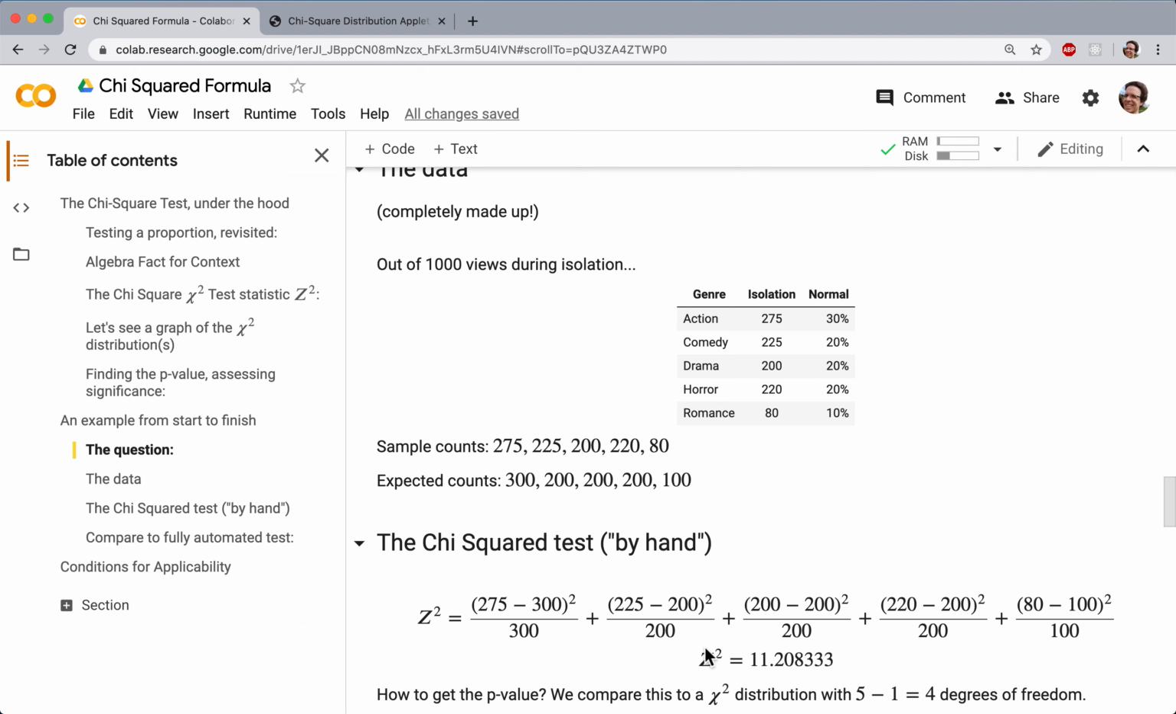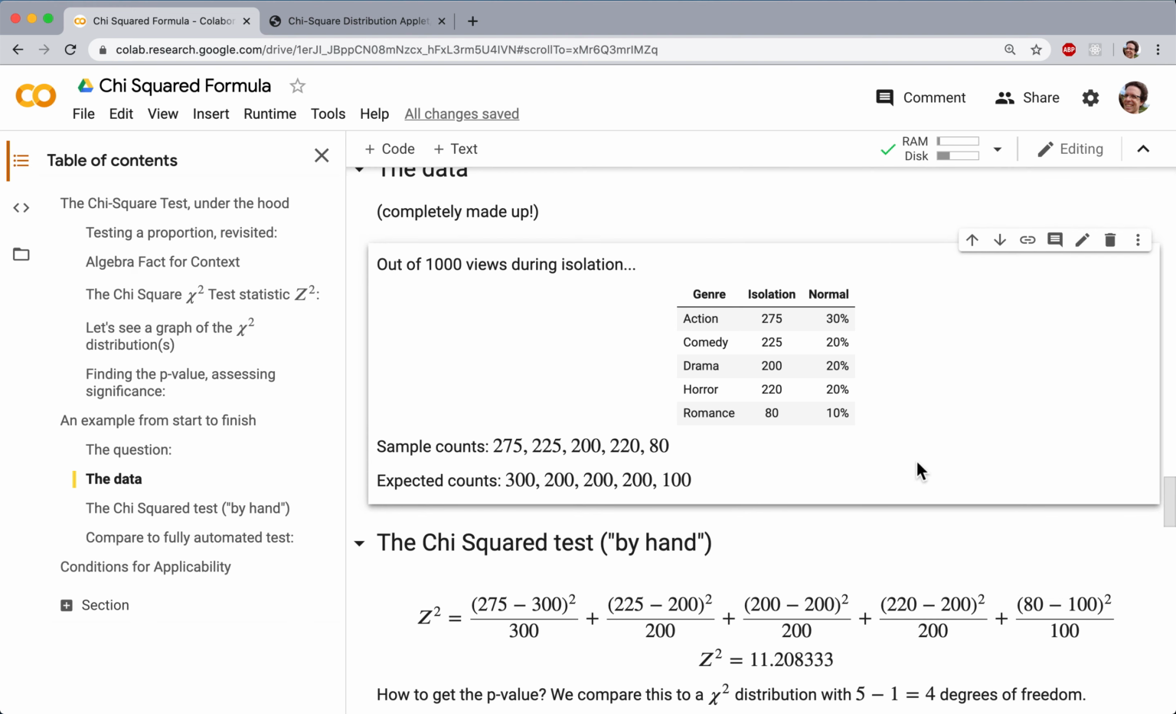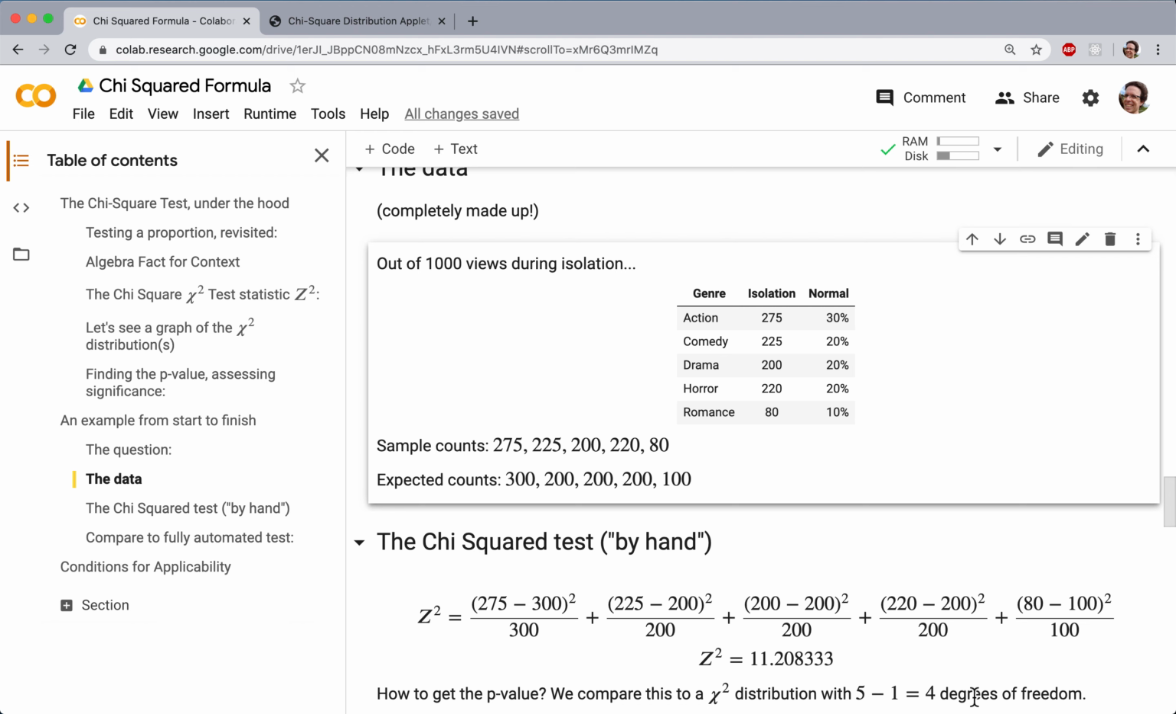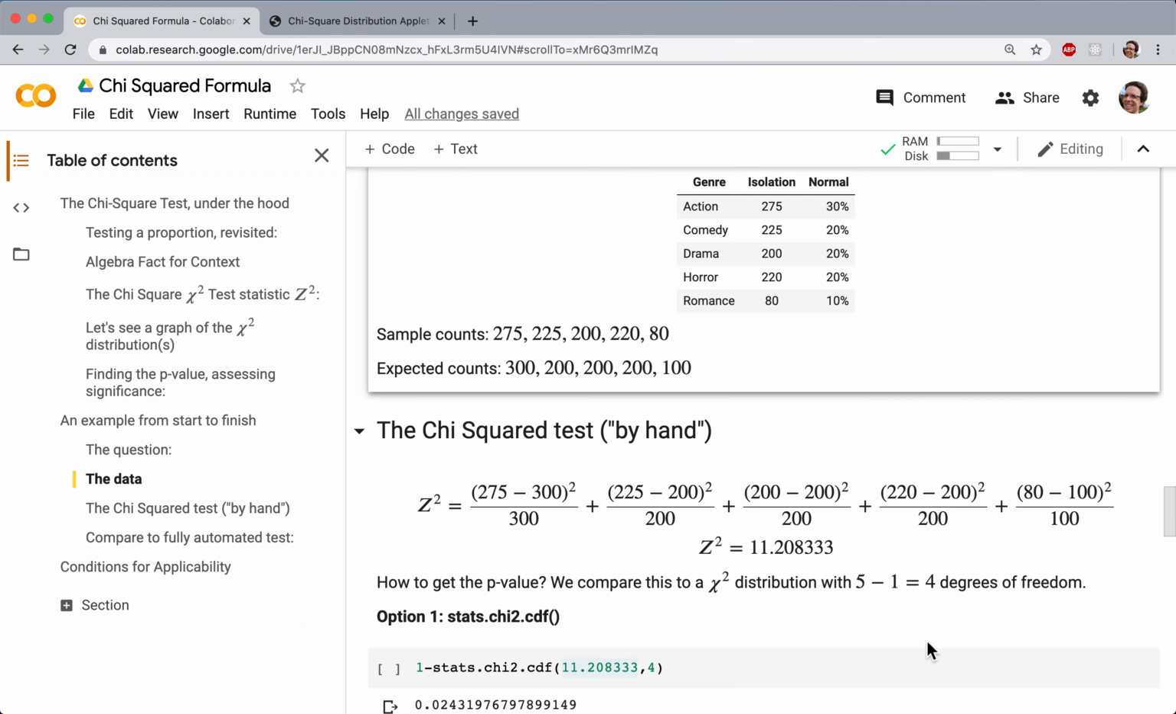So that gives us the test statistic. We don't actually take the square root. You might be tempted here: z squared equals 11.2, so take square roots of both sides and calculate what z is, but that's not the appropriate thing. Z squared is the test statistic, and it's that value that we compare against the chi-squared distribution. Because we have 5 categories of film, we have 4 degrees of freedom, always 1 less than the number of categories.